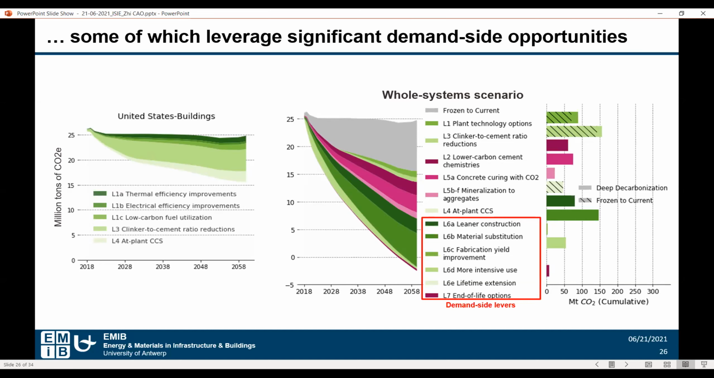But we do see potential from these lower carbon cement chemistries, and we based our assumption on some experiments. We also considered supply limits of these lower carbon cement chemistries, because some of them require specific materials for the cement, for the clinker making.